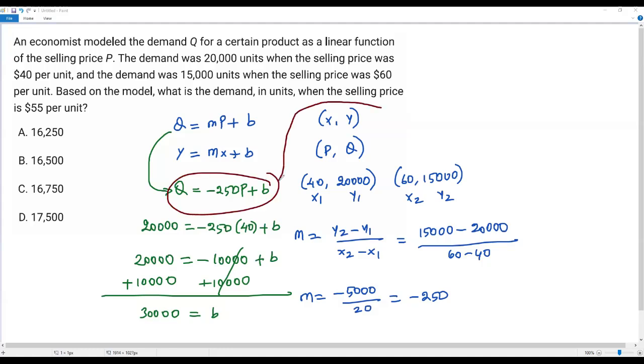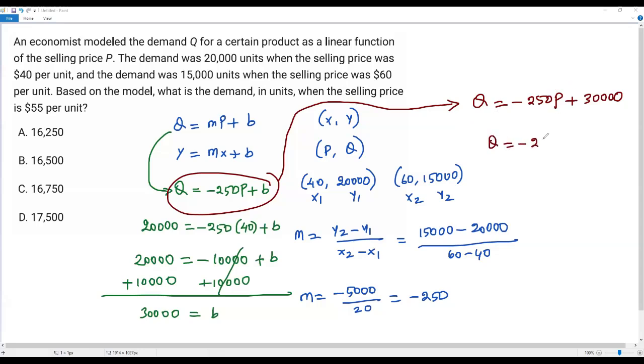Now I can plug in the value of b in this equation. That is Q equals negative 250 times P plus 30,000, the value of b we just got. Now the linear function which connects the demand Q and P is complete. In this linear function, I have to find the demand when the selling price is $55. That is, I plug in 55 for P and evaluate the value of Q.